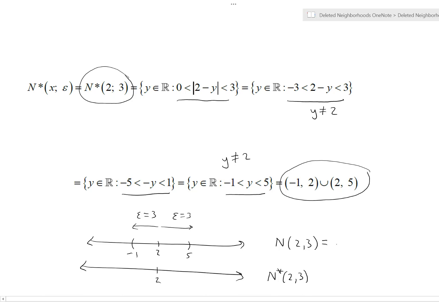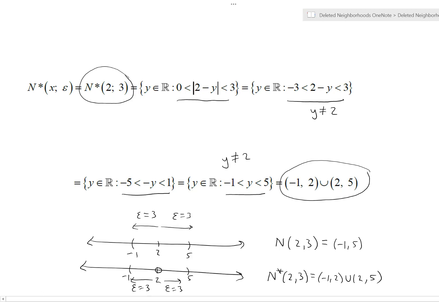So this interval is actually just all the values between negative 1 and 5, but not including negative 1 and 5. But we do include the center 2, whereas the deleted neighborhood about x is 2 with a radius of epsilon is 3, we still move out epsilon is 3 units to the right and to the left, which leaves us at the same locations of negative 1 and 5, but now we don't include the 2. Hence, this is the interval negative 1 to 2 union 2 to 5.